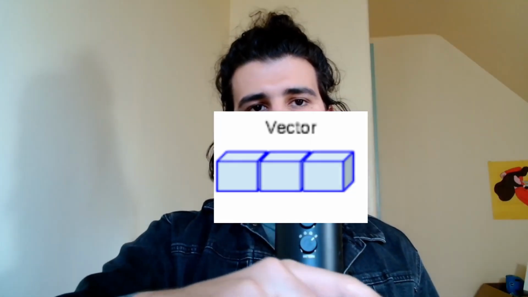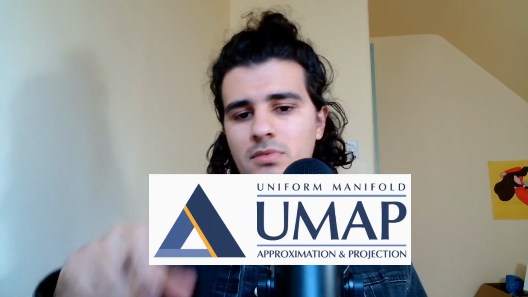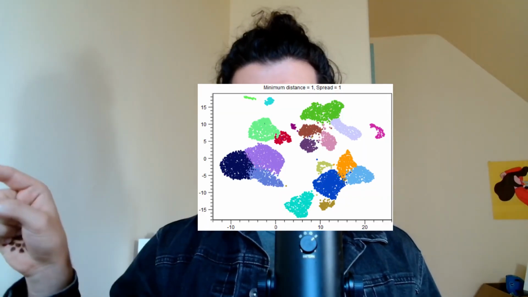So basically what we're going to do is we take the image, we vectorize it using a neural network, and then we use a UMAP or t-SNE or whatever it is to take the high dimension and put it into 2D or 3D. So let's get into it.